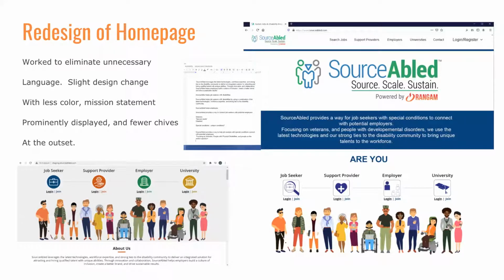Redesign of homepage. So as you can see, things are looking much different and a little simpler, with a more muted color scheme. We worked to eliminate unnecessary clutter and language. There were slight design modifications such as less or muted color, the mission statement, which is literally right in your face, and fewer chives, like the plant or the snippets, at the outset.